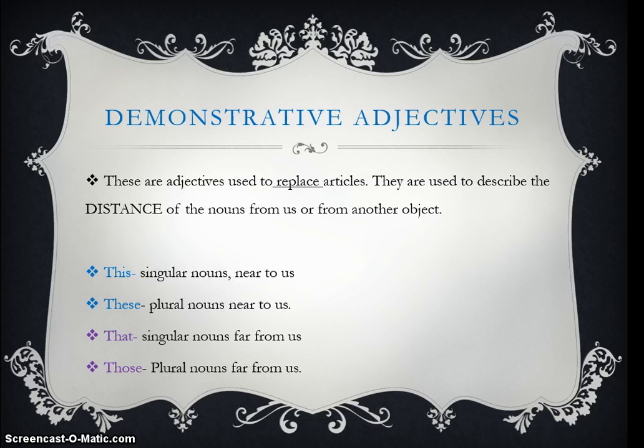And that is used for singular nouns that are far from us, and those is used for plural nouns that are far from us. There's a little song that I like to sing, or a phrase that I use, to help students remember demonstrative adjectives, and it goes like this. This and these are near, that and those are far. Again, this and these are near, that and those are far.